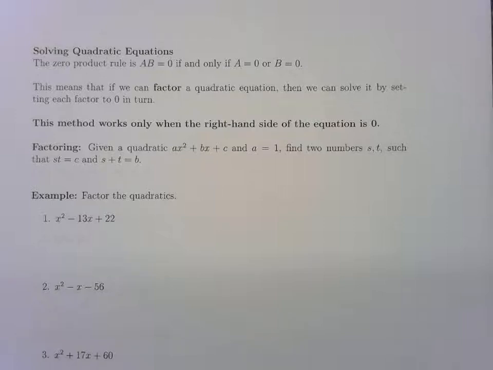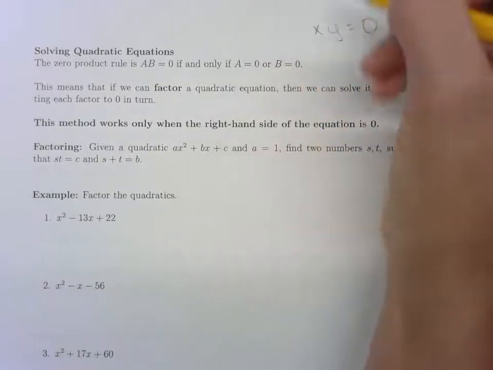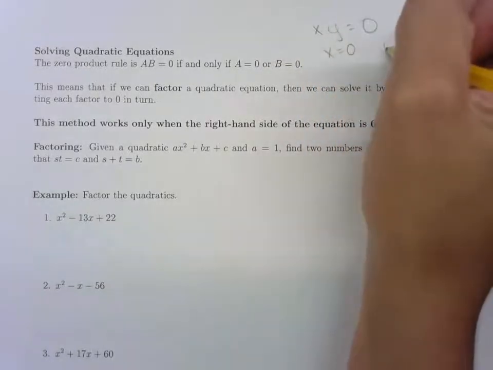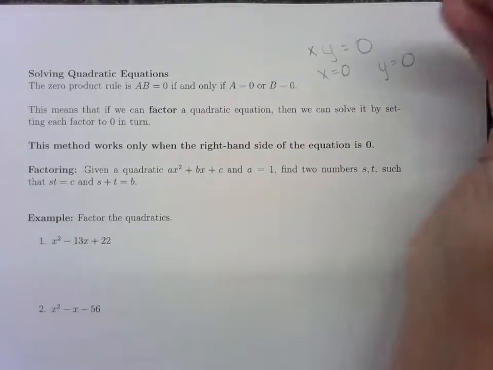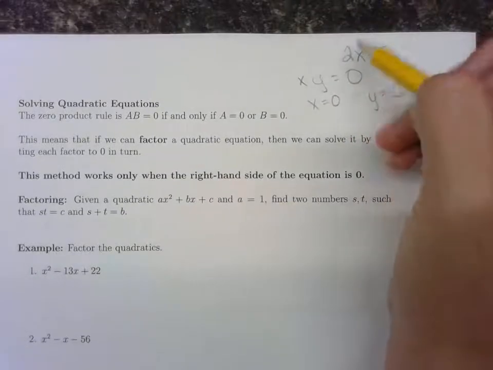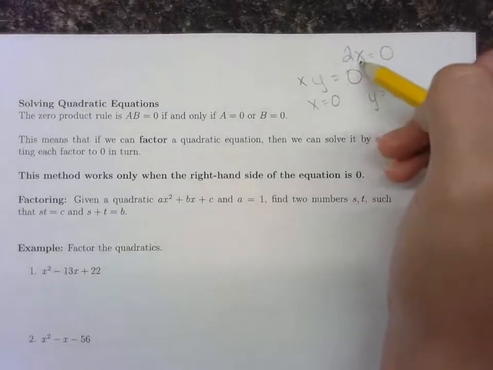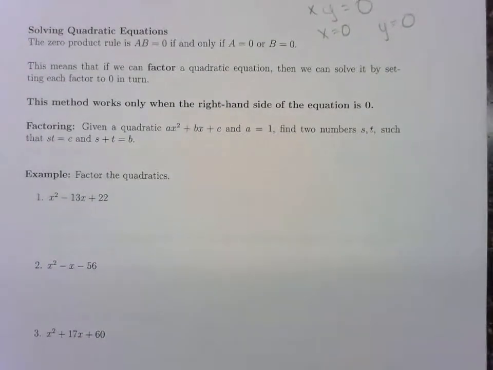Okay, so it says the zero product rule is AB equals 0 if and only if A equals 0 or B equals 0. Okay, that just means if you have two numbers, x times y equals 0, that one of them has to be 0 or the other has to be 0 for the product to be 0. So for example, if you have 2x equals 0, obviously 2 isn't 0, so that forces x to be 0. Okay, so this means that if we can factor a quadratic equation, then we can solve it by setting each factor to 0 in turn.